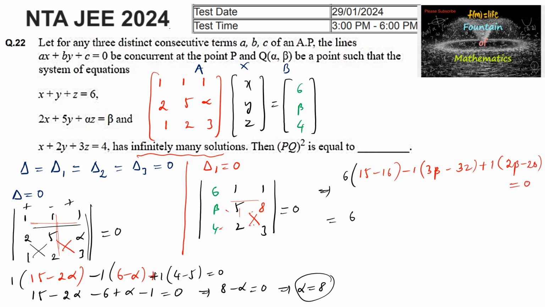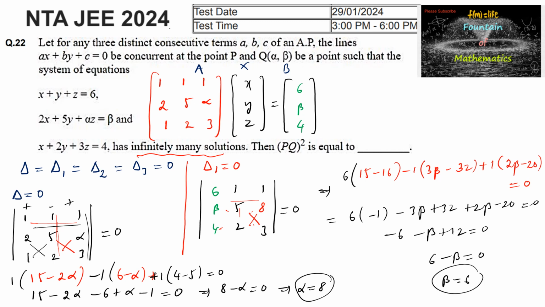So we can write 6 times of minus 1, minus 3 beta plus 32 plus 2 beta minus 20 is equal to 0. So we can write negative 6, negative beta, and plus 12 is equal to 0. 12 minus 6 is 6, minus beta is equal to 0. So we got the value of beta is 6. So we got alpha is 8 and beta is 6.